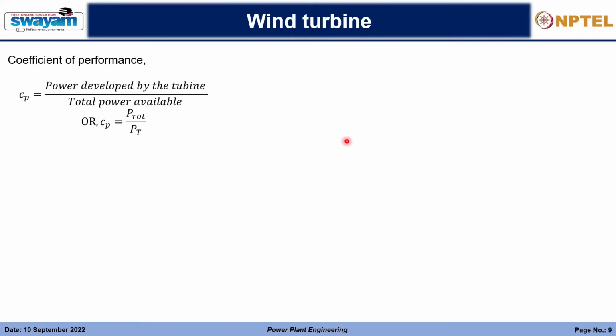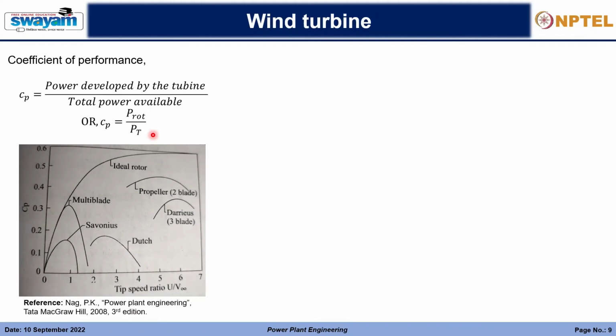Each turbine has to be rated according to its performance, right? So one of the parameters is called the coefficient of performance, and it is given by the power developed by the turbine divided by the total power available. So the total power which is contributing to the rotation of the turbine blades is divided by the total power available. The total power available is the kinetic energy of the air which is striking the blades. Okay, so that is the coefficient of performance.